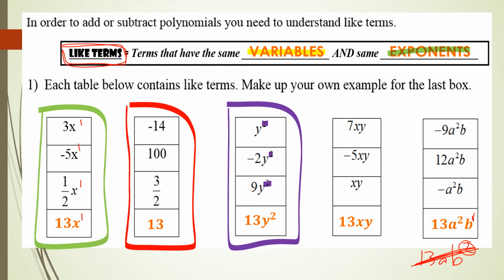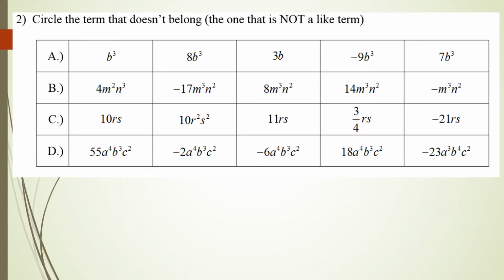It's a 1. Okay. So let's keep moving here, and I want you to take a moment and pause the video and go through each column. This time they are going horizontally. So in column A, find the thing that is not like the other. So find the term that is not a like term.